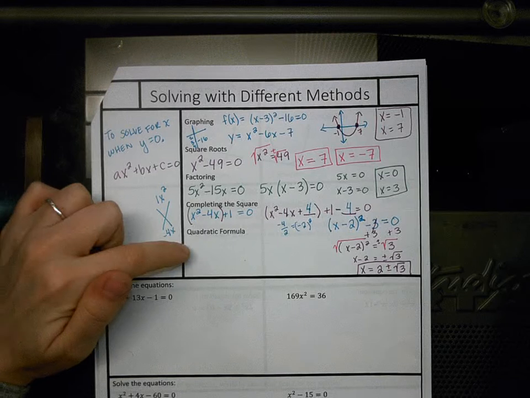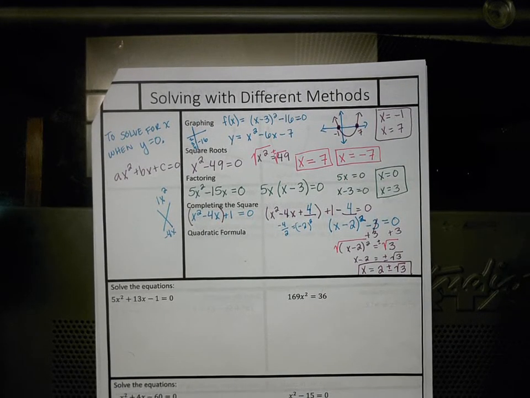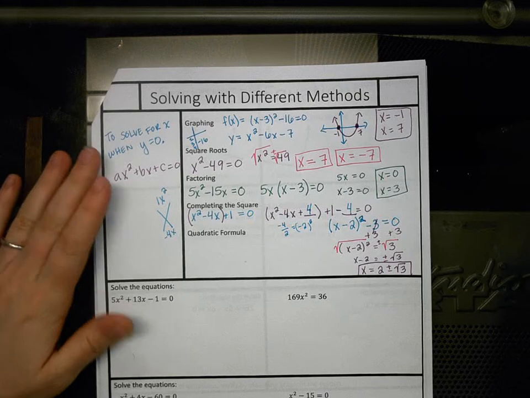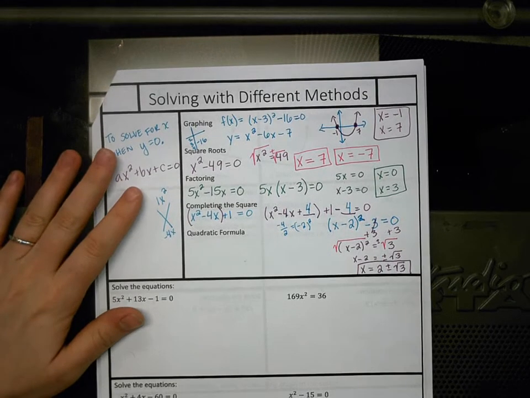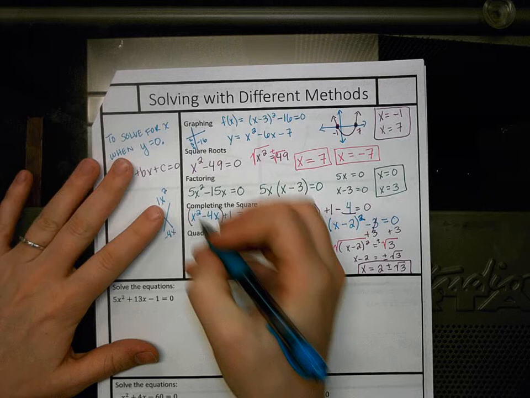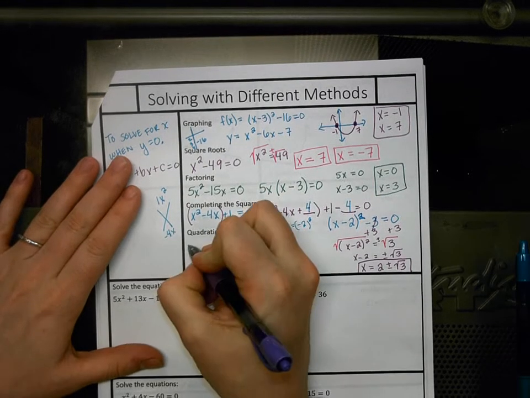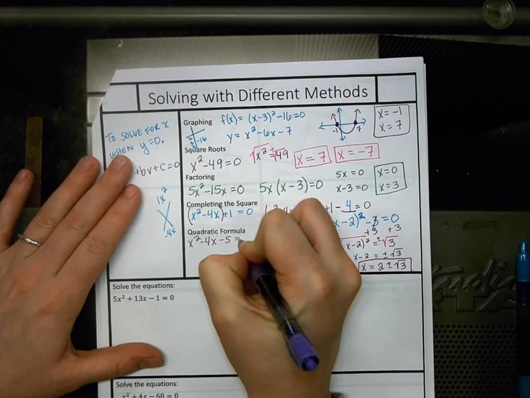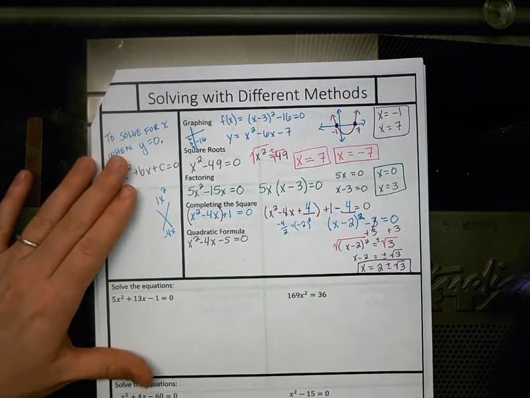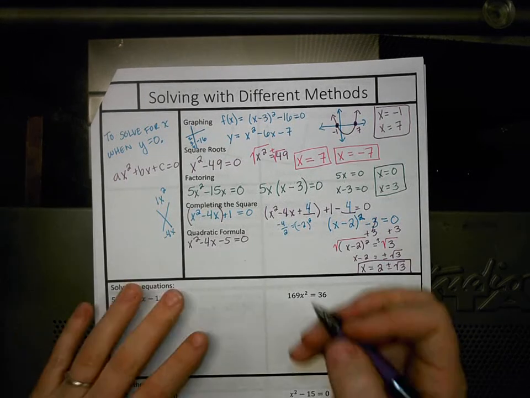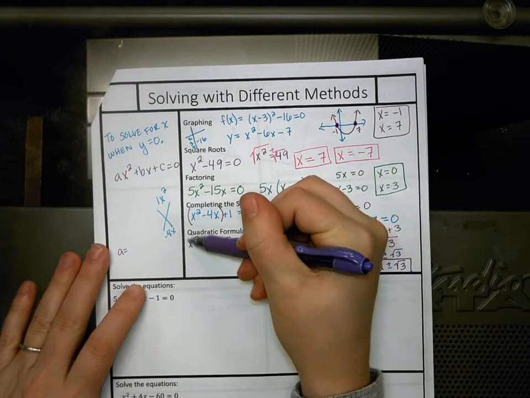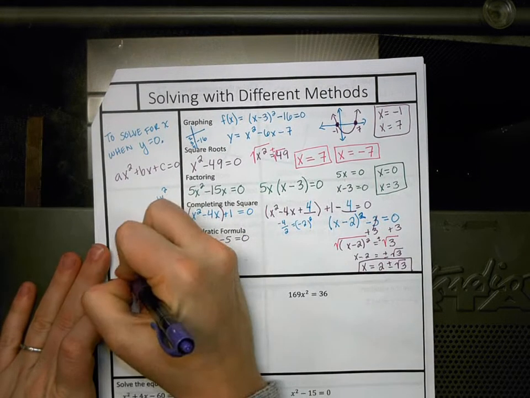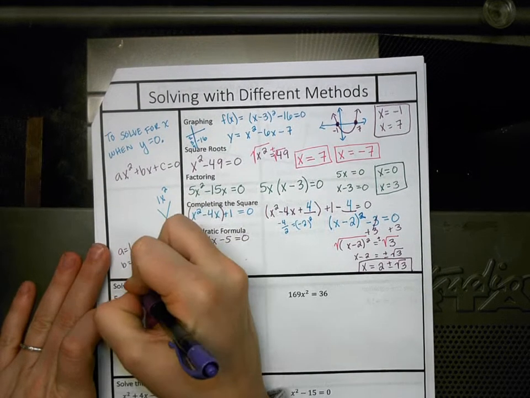The last way we solved in this class was by using the quadratic formula. It does not matter what my equation looks like, I can use the quadratic formula. So I'm just going to give an example. Let's say my question is x squared minus 4x minus 5 equals 0. Well, then I know my a term is 1 because it's in front of my x squared. My b term is negative 4 and my c term is negative 5.